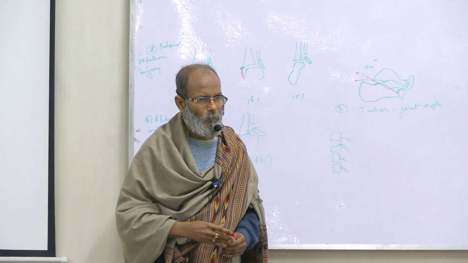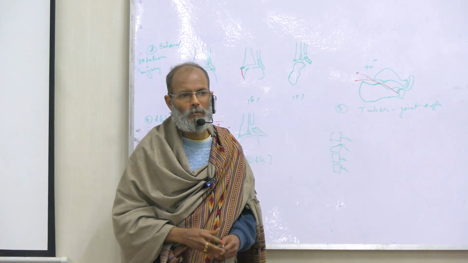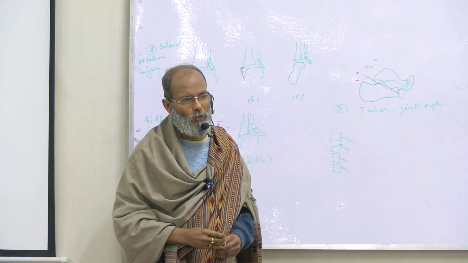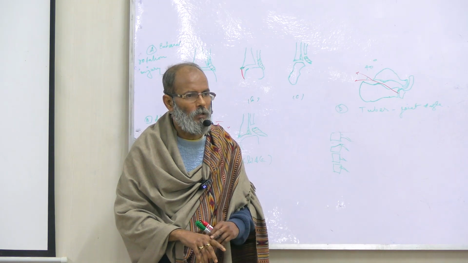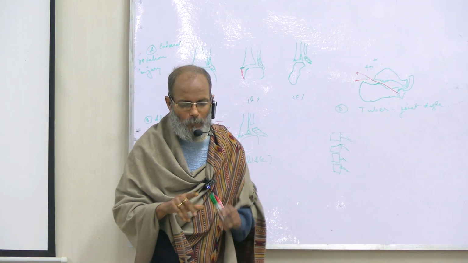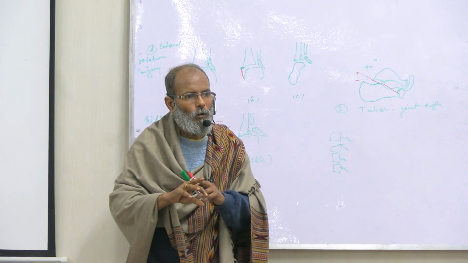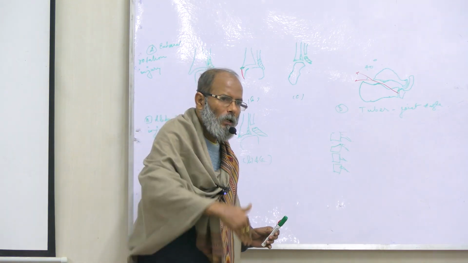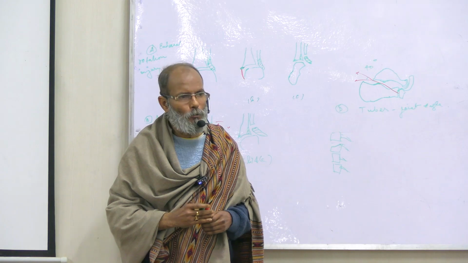First is the interphalangeal joint. What kind of joint is this? These are hinge joints. This moves like this. Next is the metatarsophalangeal joint. This is an ellipsoid joint. You will see the plantar aspect of this joint has much more articular area. So this moves like this: it comes towards the plantar aspect and again goes back towards the dorsal aspect. So this is an ellipsoid joint.